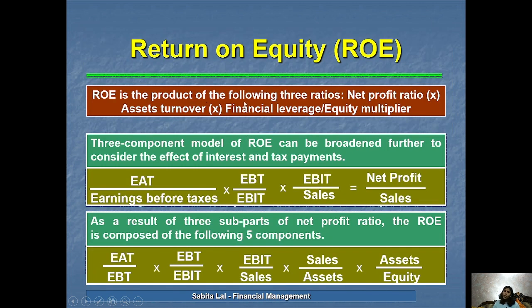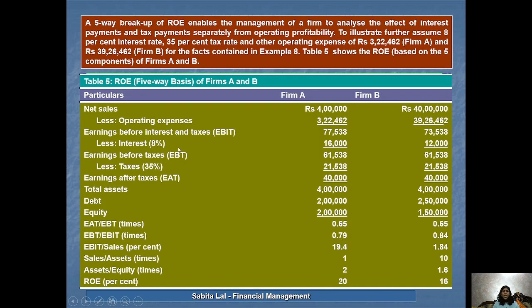ROE is again the product of the following three ratios, which we already discussed: net profit ratio into asset turnover into financial leverage, the equity multiplier. So here the three component model of ROE is given: EAT by EBT into EBT by EBIT into EBIT by sales. If you cancel these, you will get your EAT or net profit by sales. So as a result of these three subparts, ROE is composed of five components. You should know this so you are able to calculate the return on equity. And here are five ways to break it up, enabling the management if the values are given. So just please go through this.